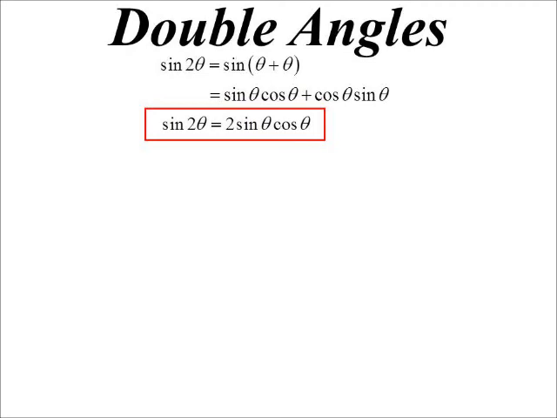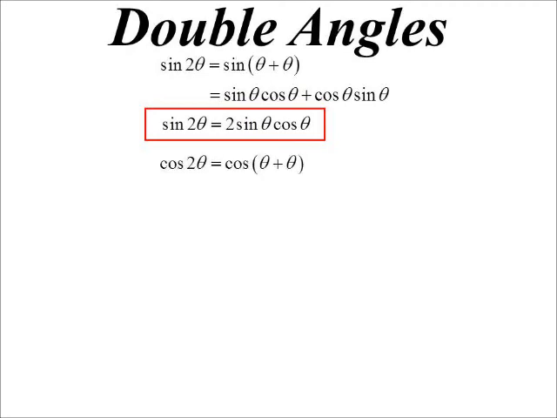It also means that the sine of 4 theta would be 2 sine 2 theta cos 2 theta. It would mean that the sine of 10 theta would be 2 sine 5 theta cos 5 theta. It's double the angle. So that's when we use them, we double the angles. So that's sine 2 theta. All right, let's create cos 2 theta.